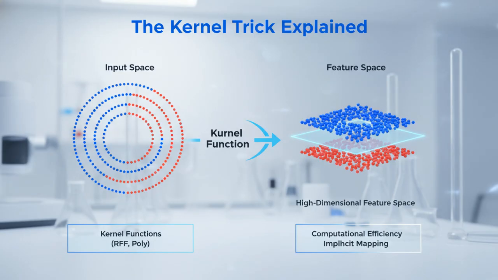Common kernels include the polynomial kernel and the radial basis function, or RBF. By using the kernel trick, an SVM can create highly complex, nonlinear decision boundaries. In ultra-scalable system design, choosing the right kernel is the difference between a model that runs in milliseconds and one that bottlenecks the entire pipeline.